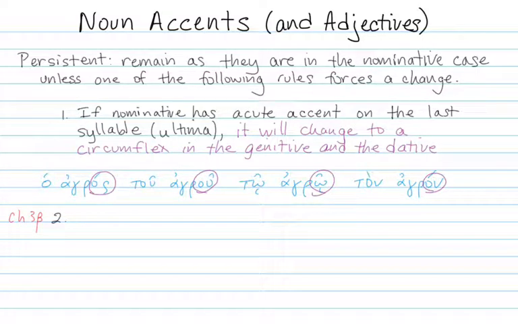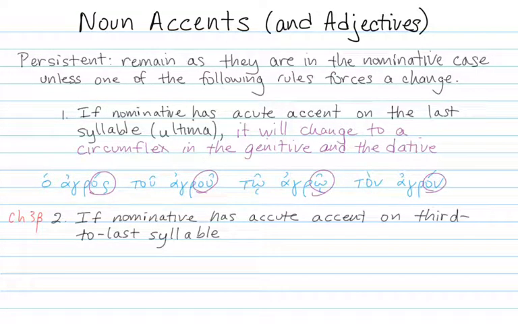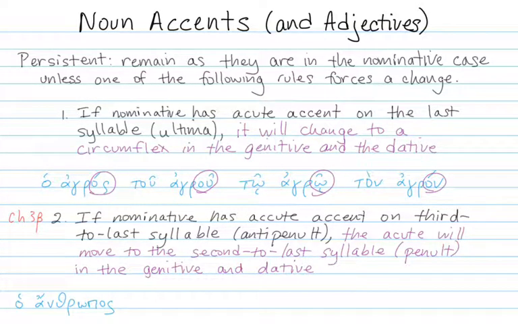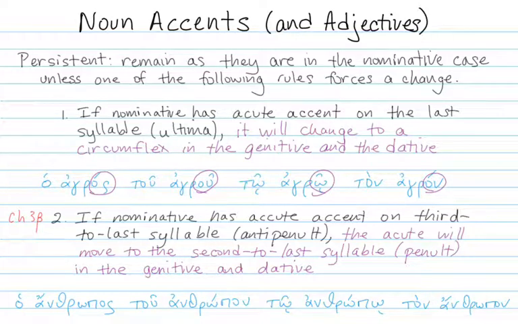Next rule, which we will learn formally in Chapter 3 Beta, is that if the nominative has an acute accent on the third to last syllable, i.e. the antepenult, then the acute will move to the second to last syllable, i.e. the penult. And that's going to happen in the genitive and the dative. So in our sample noun, ho anthropos, you'll notice that it has an acute accent on the antepenult. It changes to tou anthropou in the genitive. Likewise, tô anthropô in the dative, but then back to ton anthropon in the accusative.